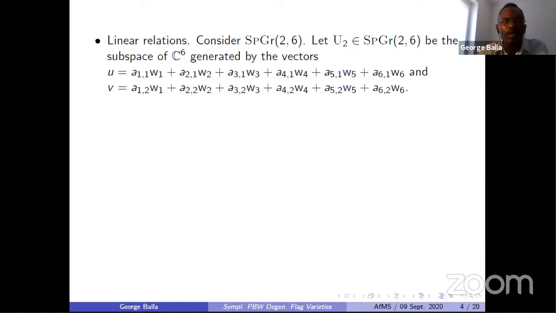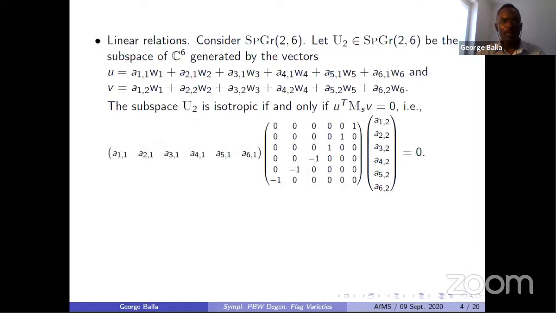So let's consider the symplectic Grassmannian of two-dimensional subspaces in C^6. Let's take U_2, a subspace of dimension 2 in this symplectic Grassmannian, and let it be generated by these two vectors u and v. So we are writing each vector as a linear combination of the basis vectors of C^6, which are w_1 to w_6. The coefficients are from C. And when is U_2 isotropic? This is if and only if these two vectors vanish identically.